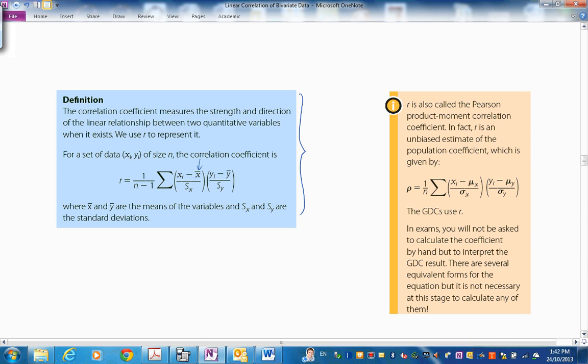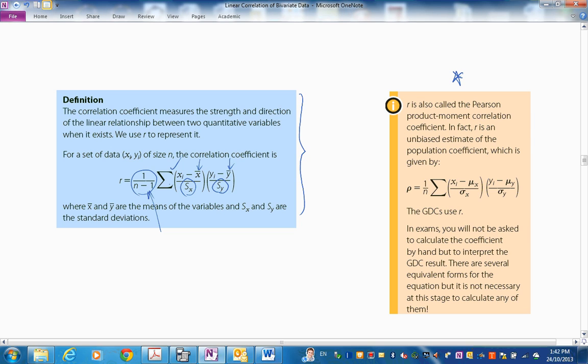This is for the sample. X bar and Y bar are the means of the two variables, and we're dividing by the standard deviation of those scores. And remember, they're paired here. The scores are paired, and we're then finding the mean of that as the sum of those products. It's often called Pearson's product moment correlation coefficient, and this is a sample mean of those products, taking n minus 1 because it's only a sample.